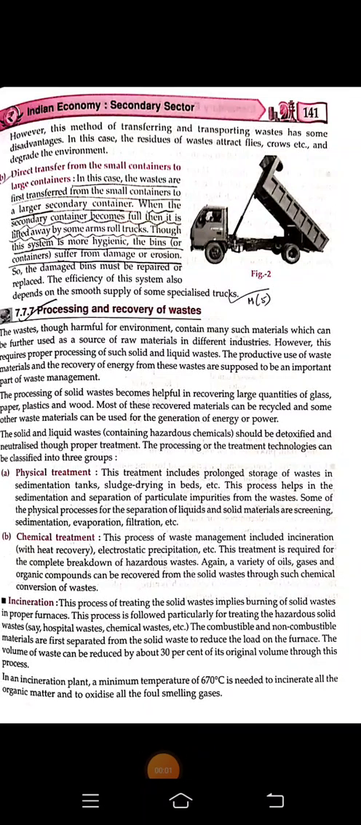Let's continue with chapter number 7 from your economics book of grade 9, and the name of the chapter is Indian Economy, Secondary Sector. And today we're going to start from the processing and recovery of waste.